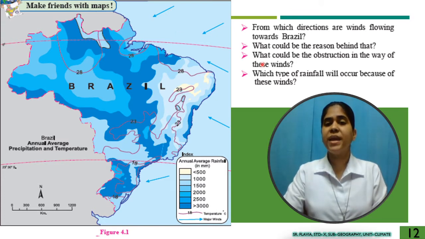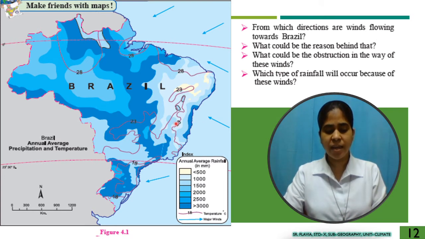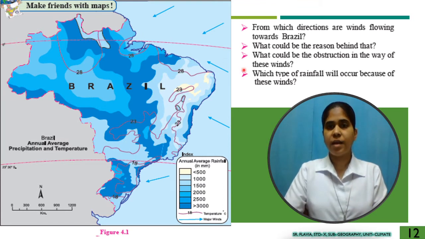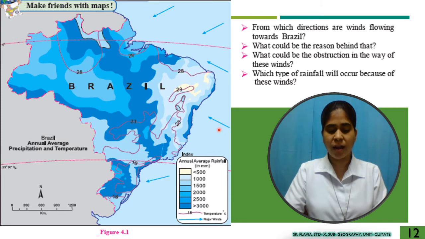Next, what could be the obstruction in the way of these winds? The Great Escarpment and the Brazilian highlands are causing the obstruction in the way of these winds. Next, which type of rainfall will occur because of these winds? Orographic type of rainfall will occur because of these winds. And you know what is orographic, which you have learnt in your class 9. So I will not repeat it.